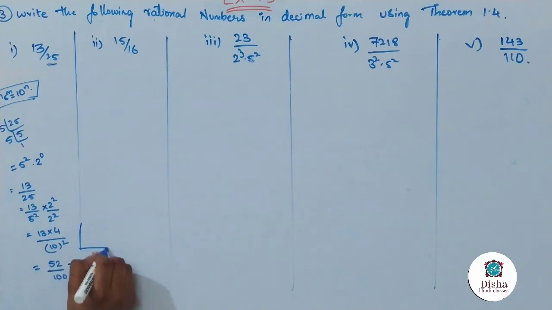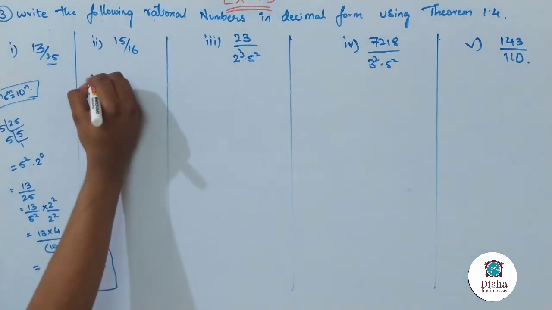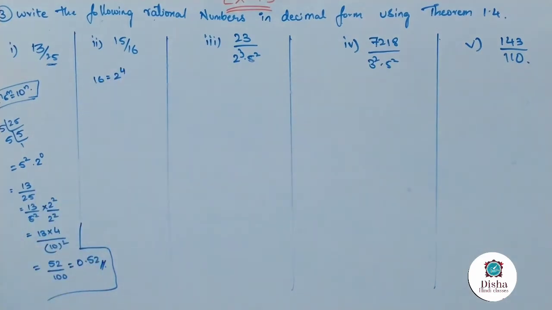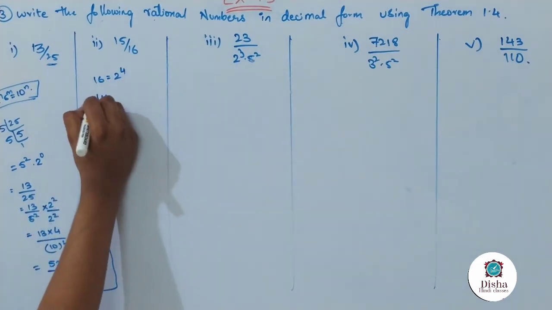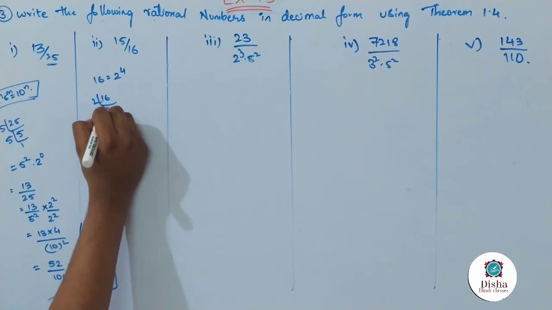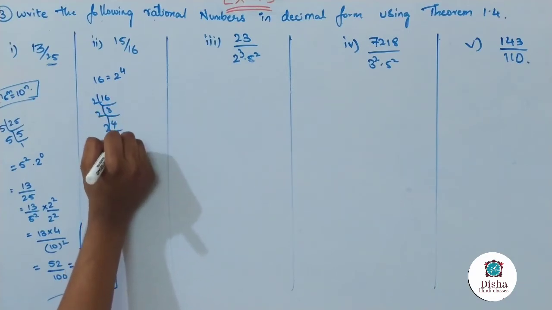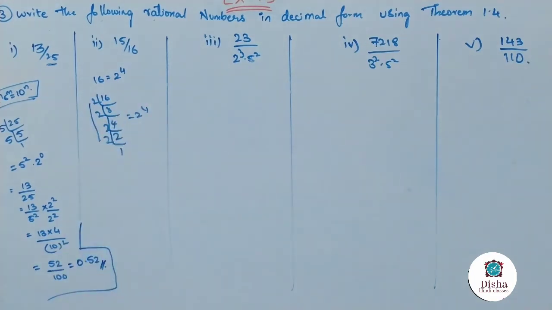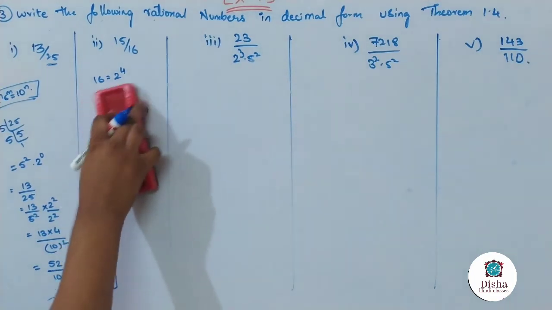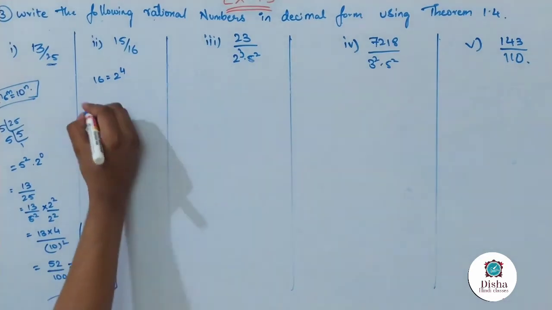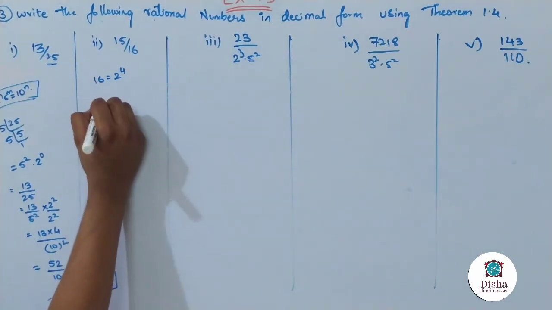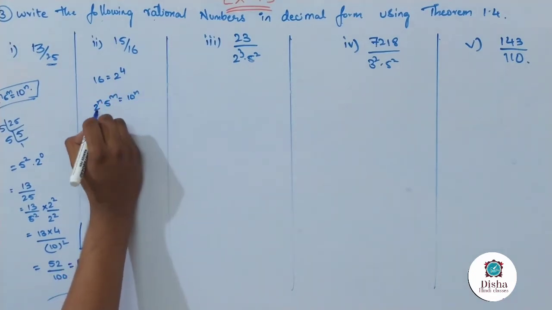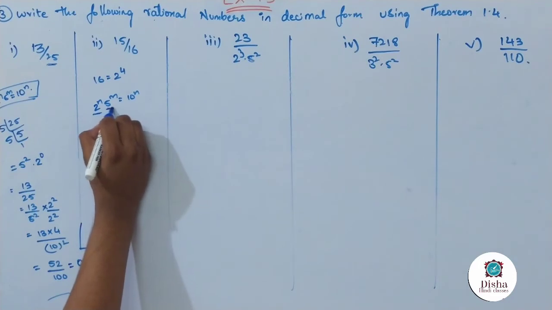So now we have the second one, that is 16. So 16 we can write as 2 power 4 directly, right? 16 gets divided by 2, that is 8 times, again 2, that is 4 times, again 2, that is 2 times, again 2, so we have 2 power 4. So 16 equals 2 power 4. Now we want 2 power n into 5 power n equals 10 power n. So we have 2 power n. So now we have to bring 5 power m also.